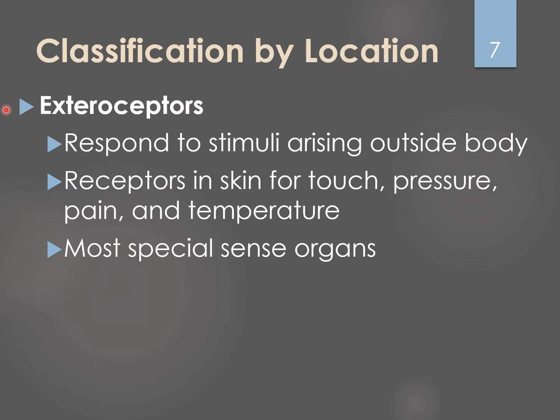When we have classification by location, we have exteroceptors, and those are going to respond to stimuli coming from outside of your body. So we're looking at the skin, the touch, the pressure, the pain, the temp, and your special sense organs, because those stimuli come from outside the body, like your hearing, like your sense of smell, etc.